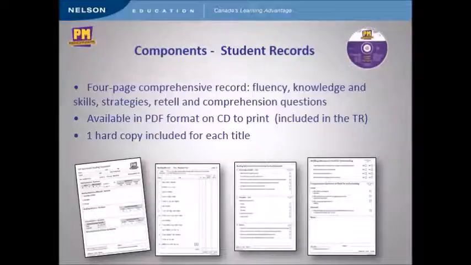forms. I would suggest that you take a student record form from the kit and have it open and follow along as we look at each page. The student record form allows you to record the student's fluency, knowledge and reading skills, reading strategies, their retelling and comprehension questions. It's available in two formats. It's available in hard copy, such as the one you're looking at from the kit, and it's also available on the CD that's included in the teacher's guide. You'll find a PDF format that you can use to print further copies of the student record form.